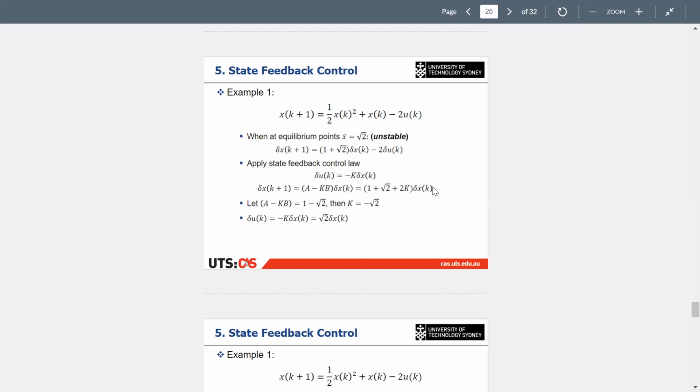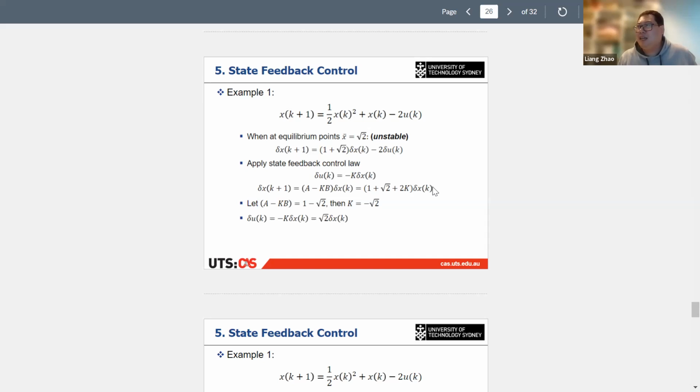And then you make delta u, the third equation, equal to minus k delta x, right? Then you back substitute the delta u into equation 2. Then you get equation 4, equation 5. Okay, I think I see it. Yeah, so then you get equation 5.